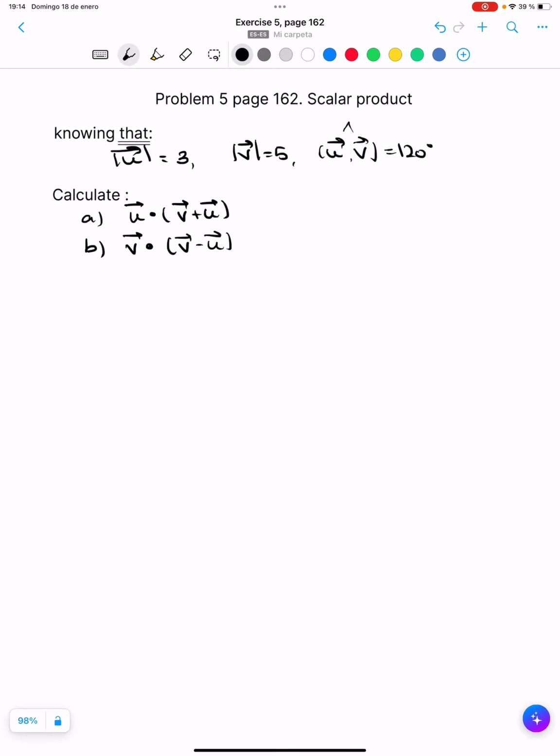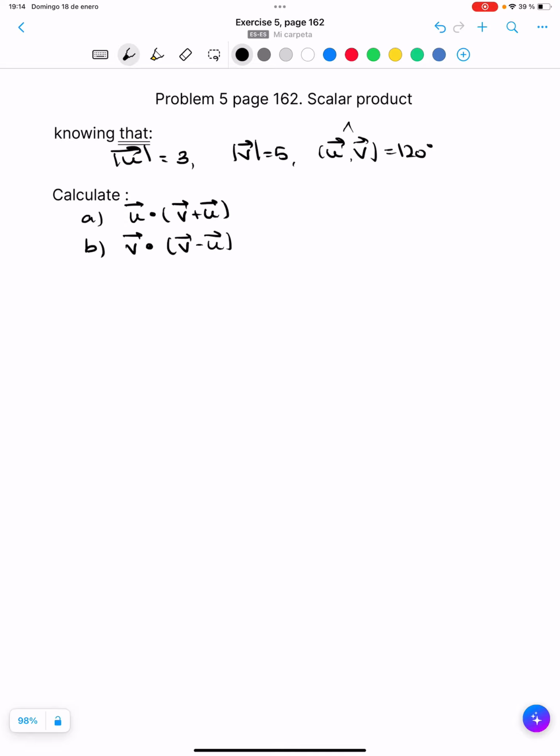The exercise says, knowing that a vector u has as magnitude number 3 and the vector v has as magnitude number 5, and knowing that the angle that u and v form is 120 degrees, calculate a, the scalar product of u and the addition of v plus u, and second, b, the scalar product of v with the difference between v and u.